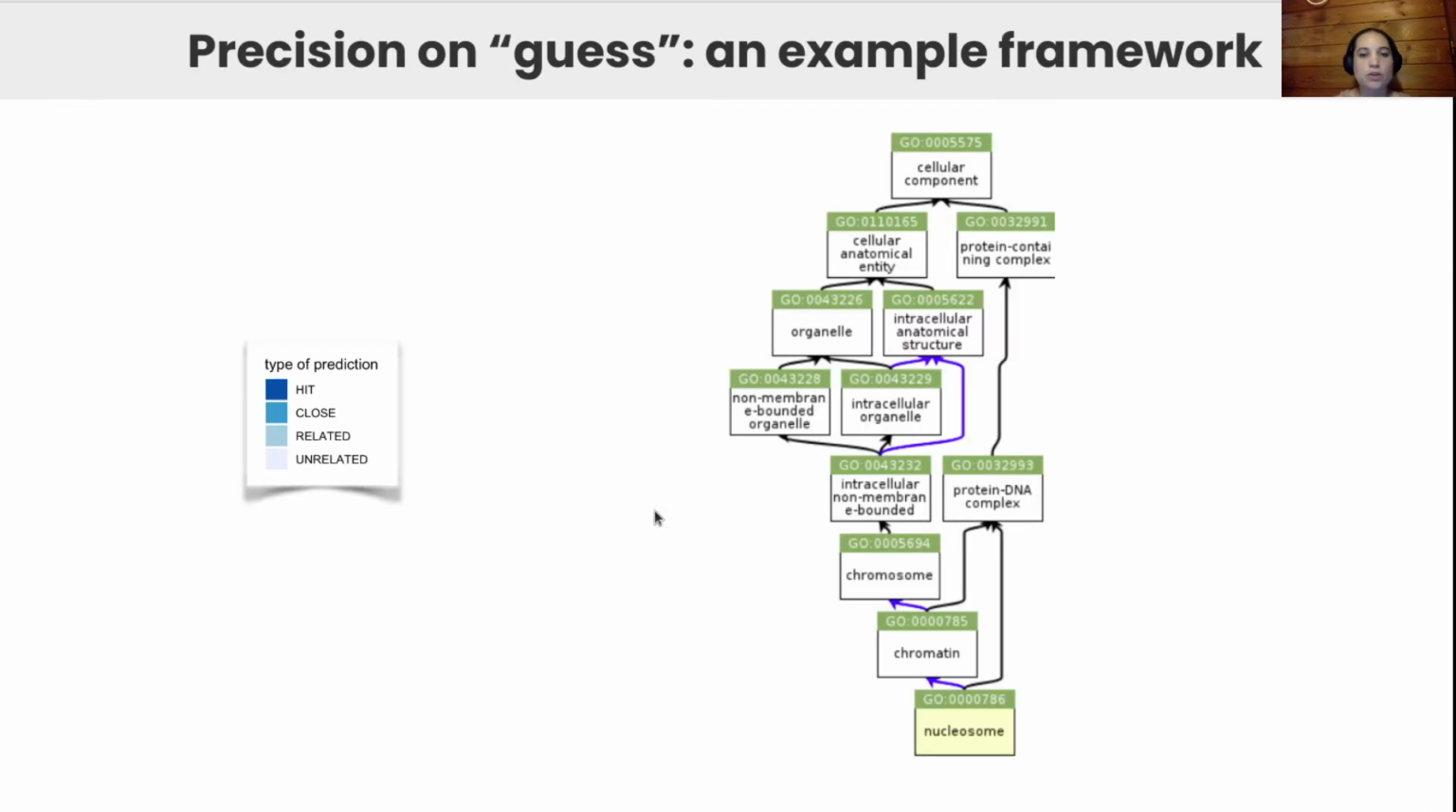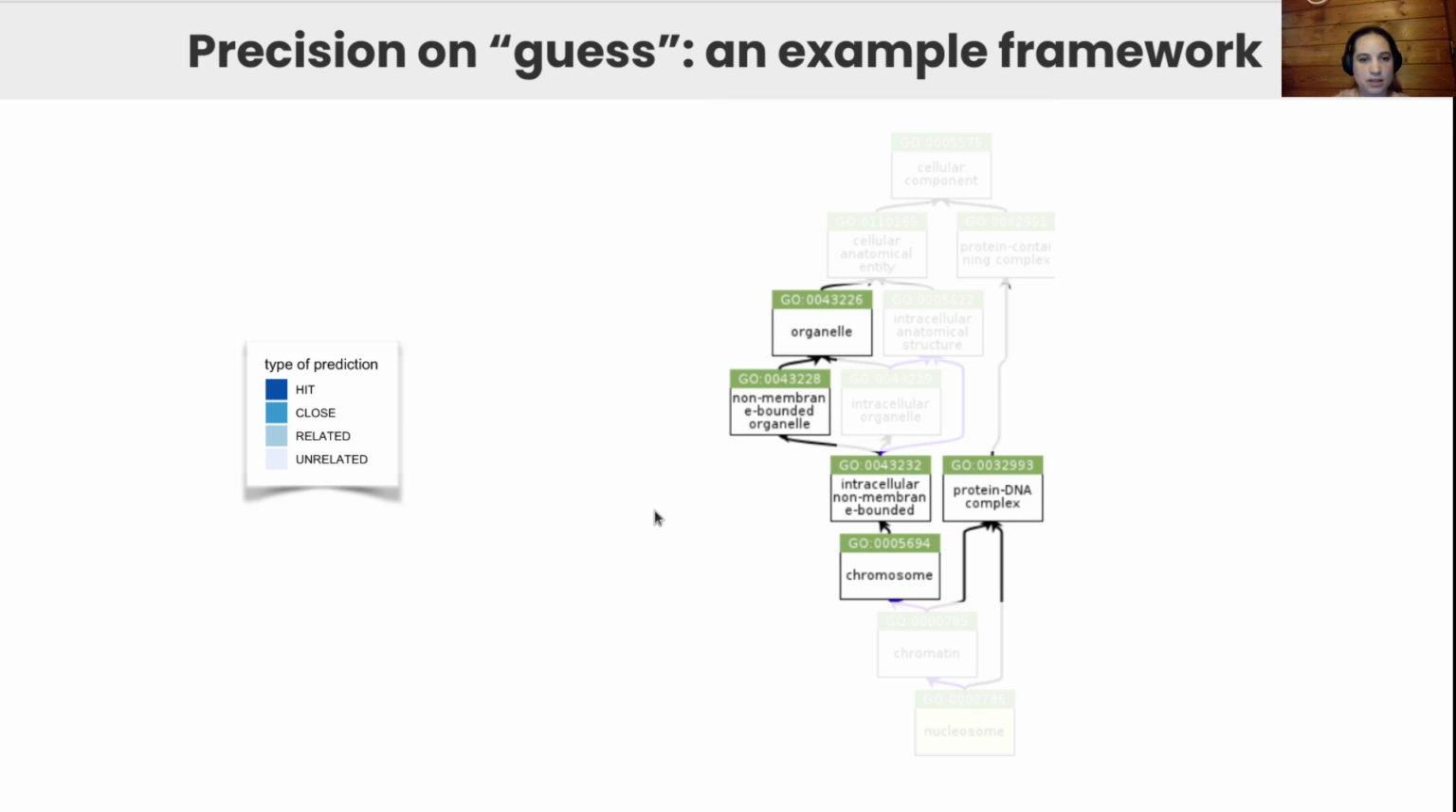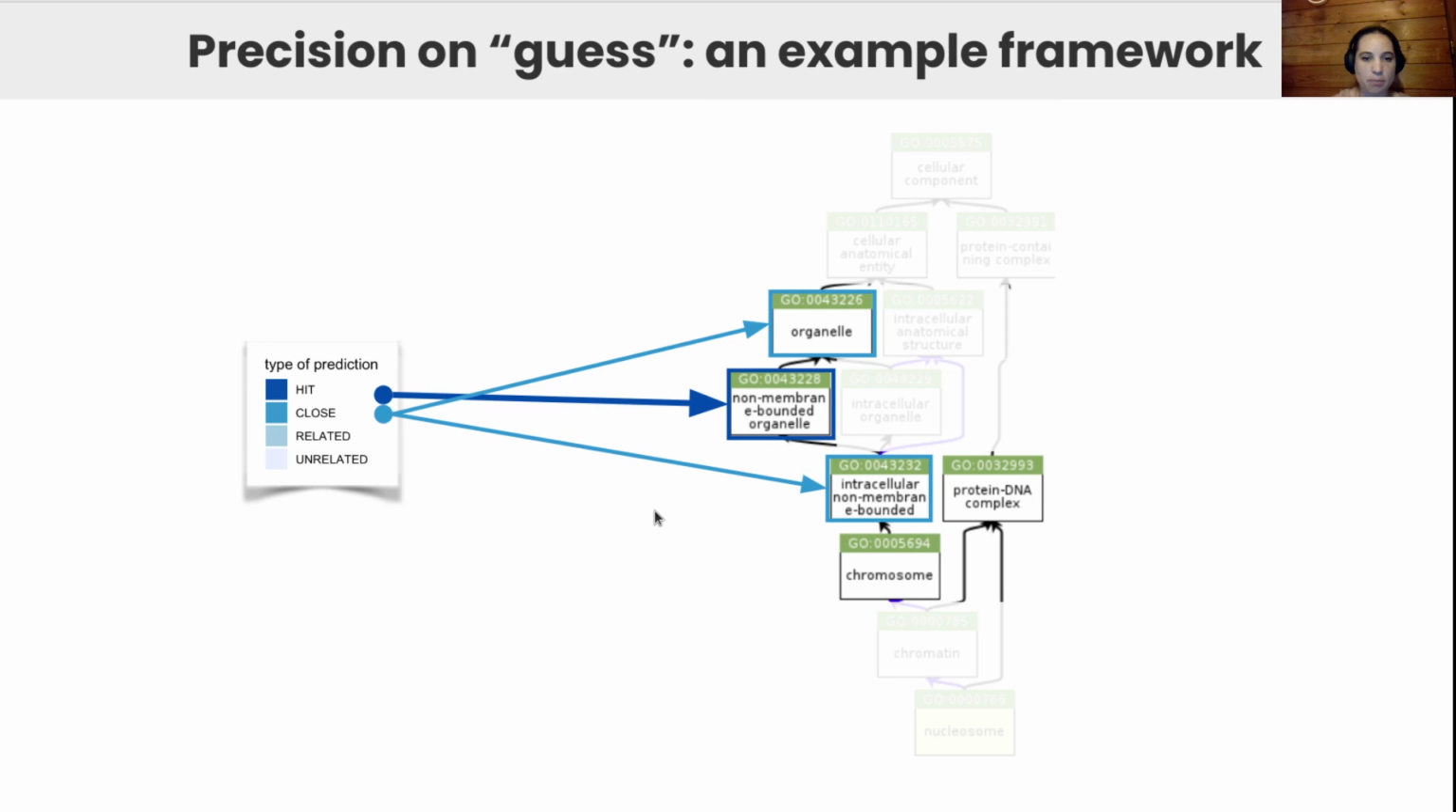So now, in order to assess the distance between the predictions obtained by every predictor and the gold standard, we collapse those predictions into categories. Here is represented a Go tree graph in which we assess a hit, that is, if the prediction is exactly the Go obtained by the gold standard, a close prediction if the prediction is a parent or a child of the Go obtained by the gold standard, a related if the prediction is 2 or more steps distant from the Go obtained by the gold standard, and unrelated if the prediction is in a different branch according to the gold standard reference.